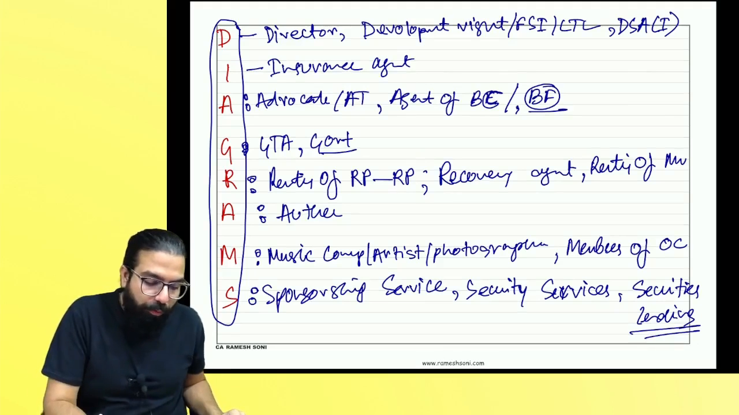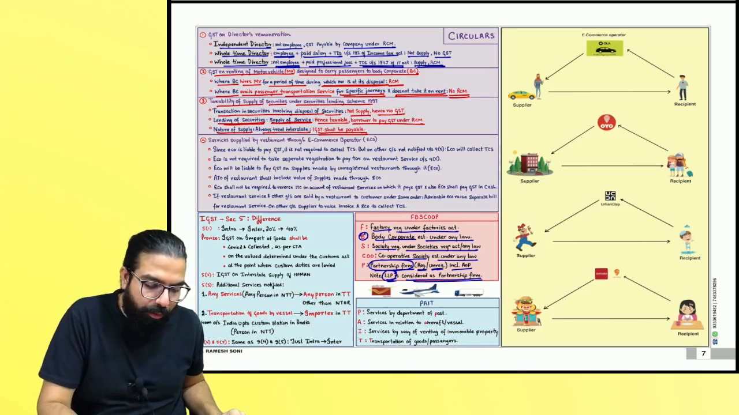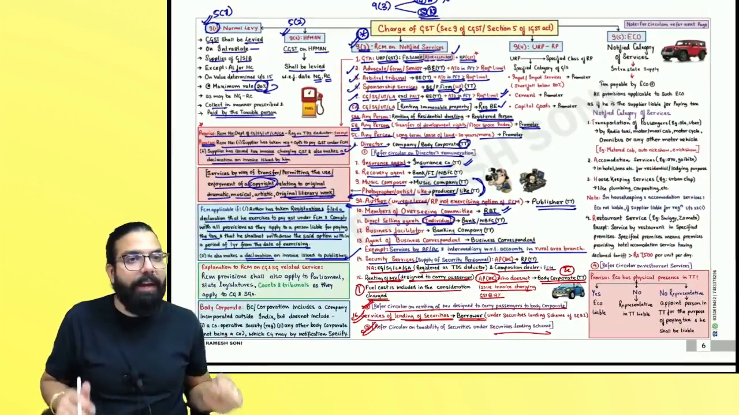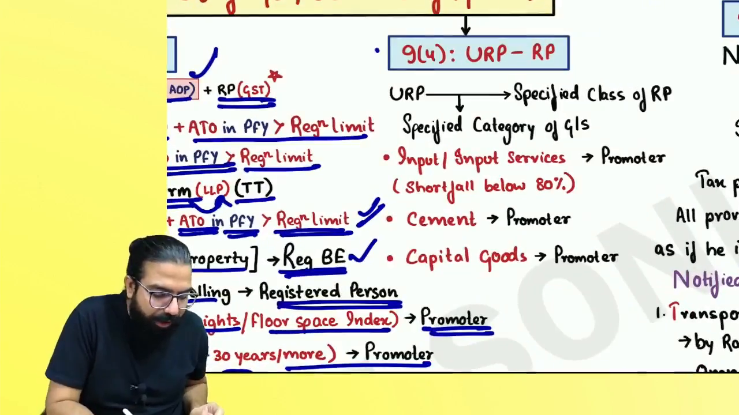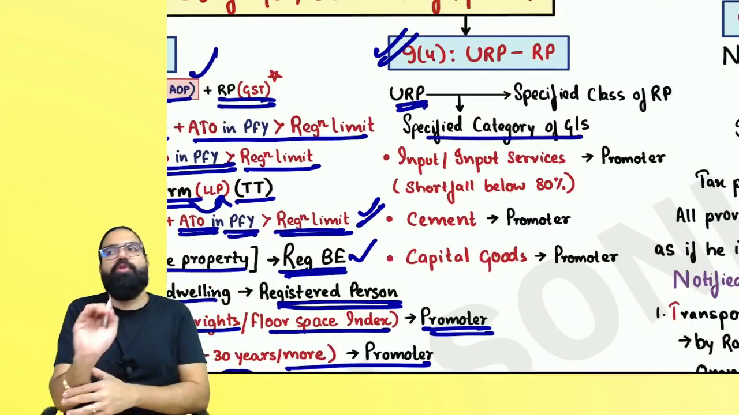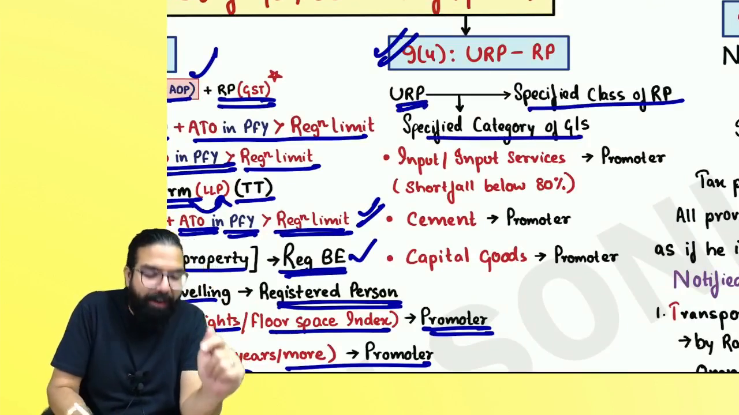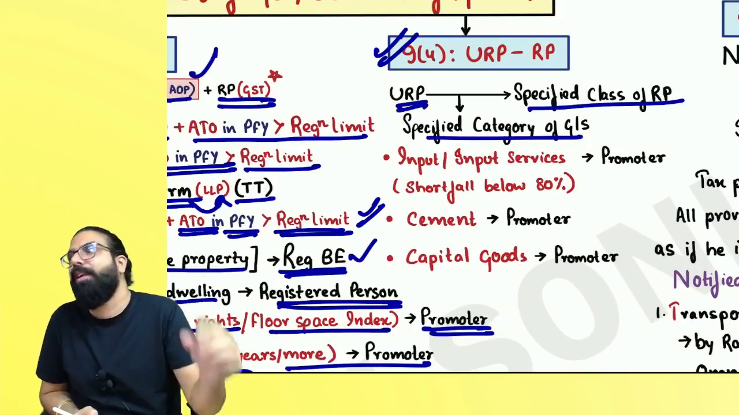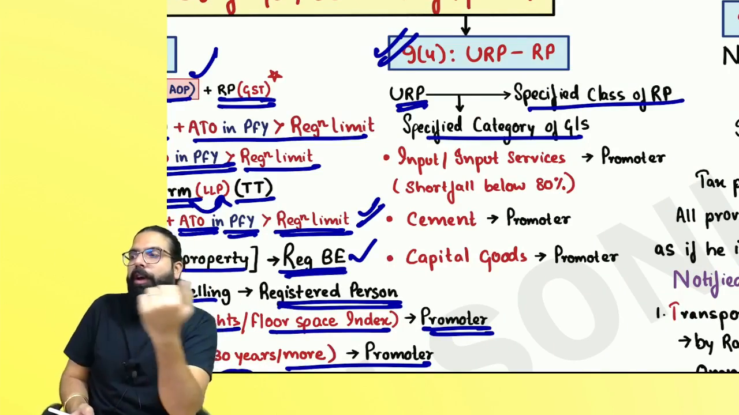Now, let's move to the next section, everyone. The next section is which one, everyone? Section number 9(4). Section 9(4) says that whenever an unregistered person gives a specified category of goods or services to whom, everyone? A specified class of registered person. The specified class of registered person will pay the GST under RCM.